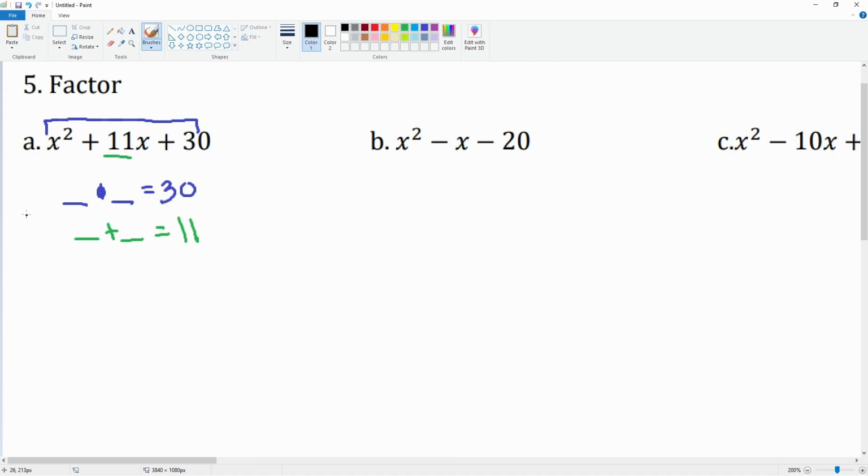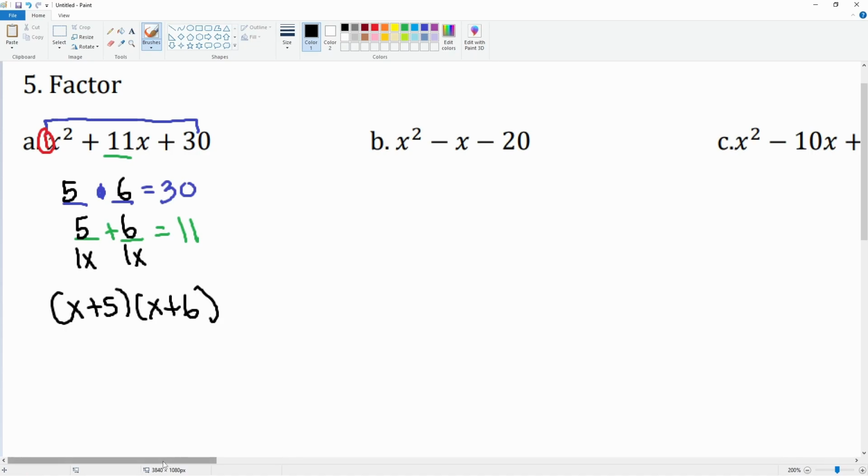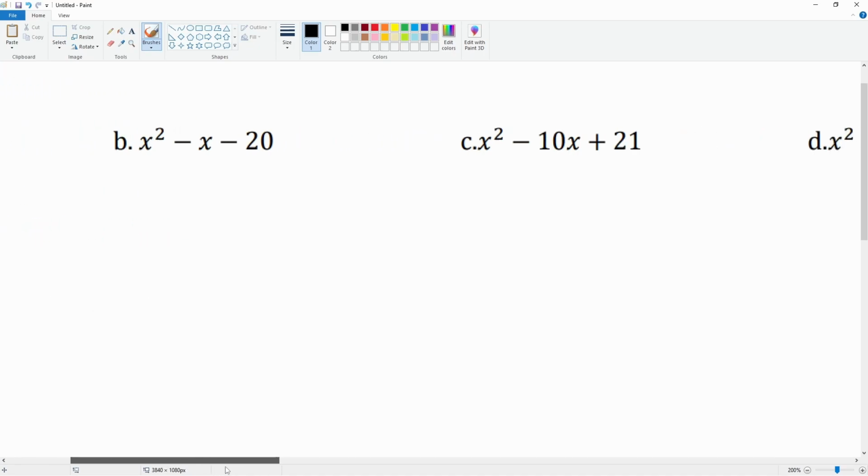So the two numbers are 1 and 30, nope. 2 and 15, nope. 3 and 10, nope. 4, nope. 5 and 6, yes. I just go in order, 5 and 6, okay? All right, now even if we divide by 1x, because that is the term here, 1x, right? They do not simplify, so we just get x plus 5 and x plus 6. Okay, that would be the factored form. That's all it's asking, to just factor. Okay, B.